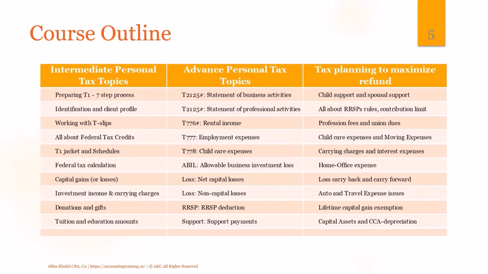As you can see, the intermediate personal topics include the 7-step process I have defined to prepare a personal tax return, identification, working with T slips, tax credits, T1 jacket, federal tax calculation, capital gains, donation, tuition credits. Some of the advanced topics include T2125, statement of business activities, T776, form for rental income, employment expenses, childcare, allowable business investment losses, net capital losses, RSP support payment.